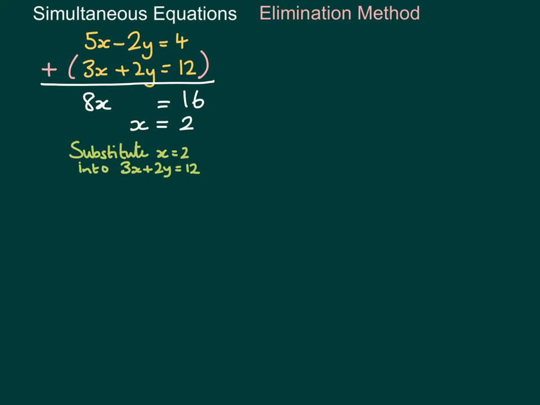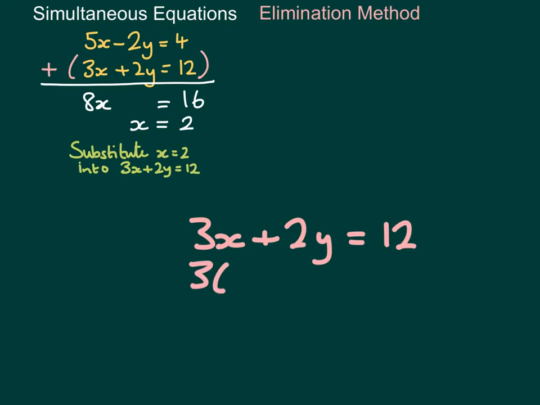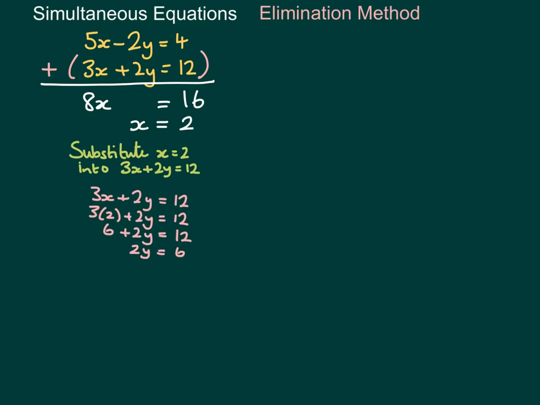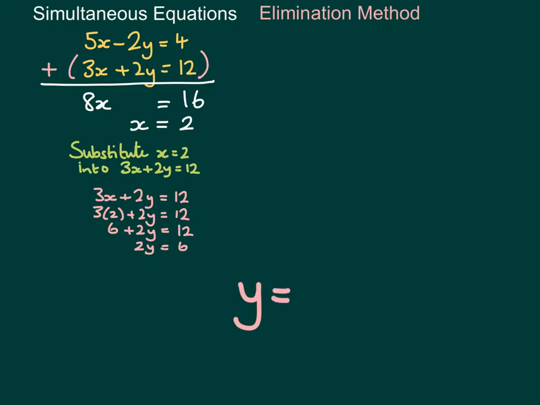So write a little sentence saying what you're going to do. Substitute x equals 2 into 3x plus 2y equals 12. Write out that equation, 3x plus 2y equals 12. Substitute the 2 into it, so you change the x into a bracket with a 2 inside. So 3 lots of 2 is 6, plus 2y equals 12. Take the 6 across, so we'll have 2y is equal to 12 take away 6, which is 6. I've just run out of room, so we'll shrink that and stick that over there. So 6 divided by 2 is going to give me 3, so my answer for y is 3.